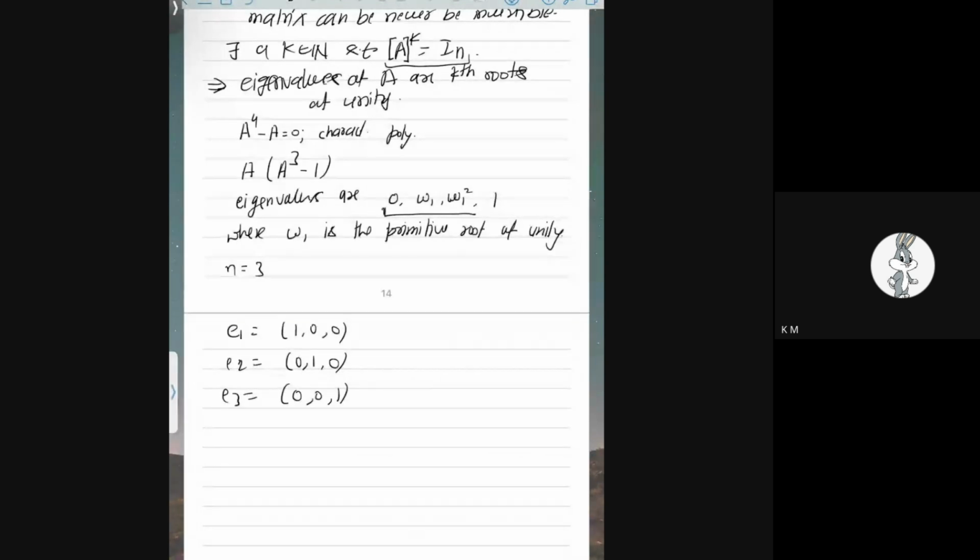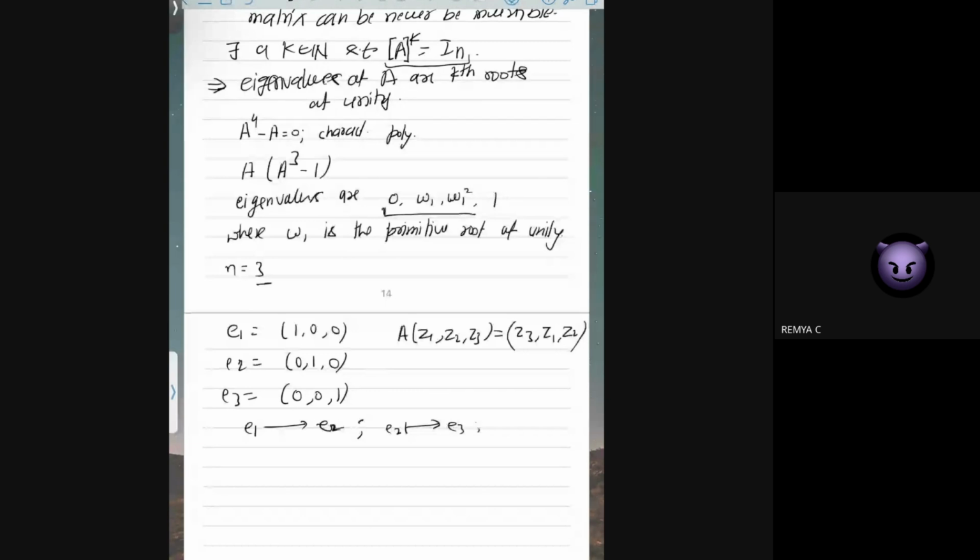Okay. So if we take n to be 3, these to be this, then just note down that e1 goes to what? Anybody? This is A of z1, z2, z3 is z3, z1, z2. So e1 goes to what? Is it e2? 0, 1, 0. E2. And E2 goes to? E3. E3 goes to? E1.